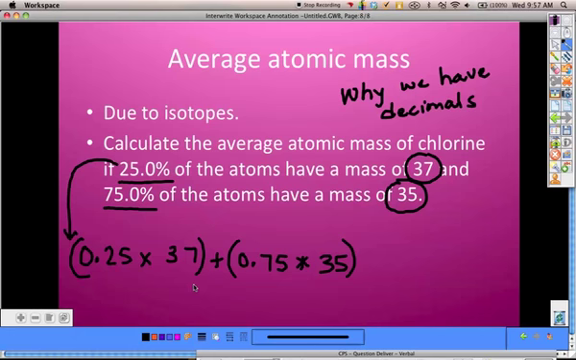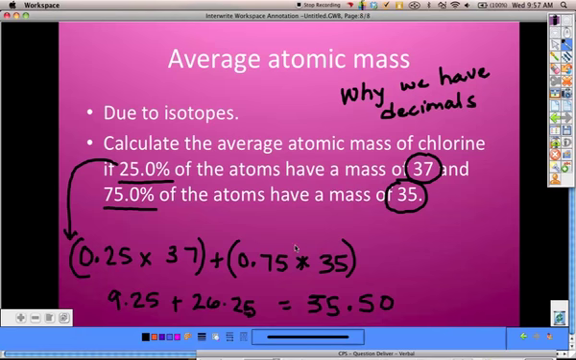So I calculated out, I get 9.25 for my first bracket there, and I add it to 26.25, and I get 35.50, which is relatively close to what I have on that periodic table. A lot of the time we have many more isotopes than these. Sometimes we only have 2.